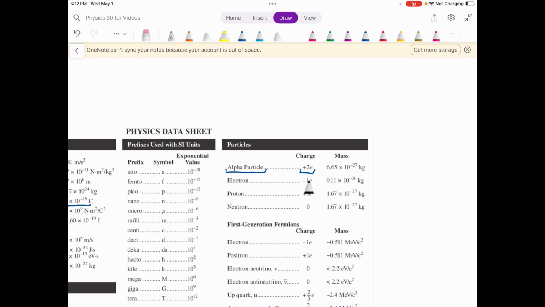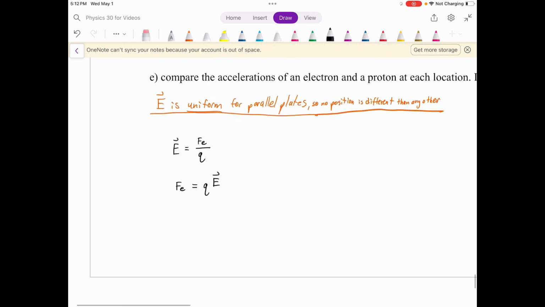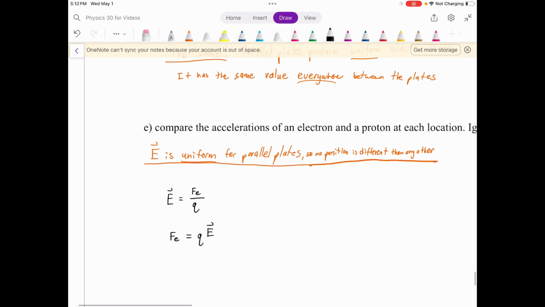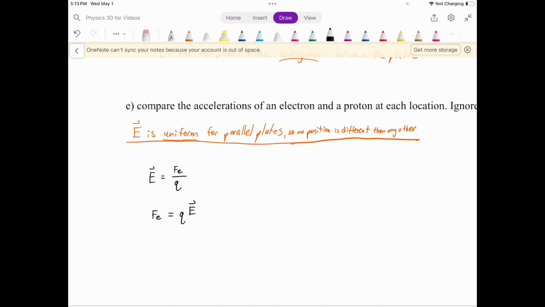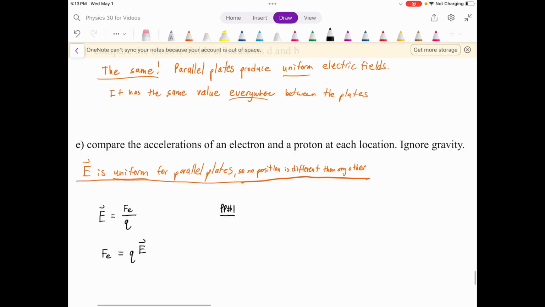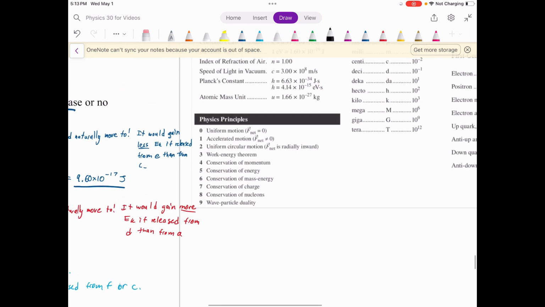So they do have the same charge magnitude. However, they do not have the same mass. Protons are much, much heavier than electrons, about 1,800 times heavier. So Newton's second law, right? If you apply the same force to a larger mass, you don't get as large of an acceleration. So really here, just actually applying physics principle number 1, accelerated motion, Newton's second law, right?